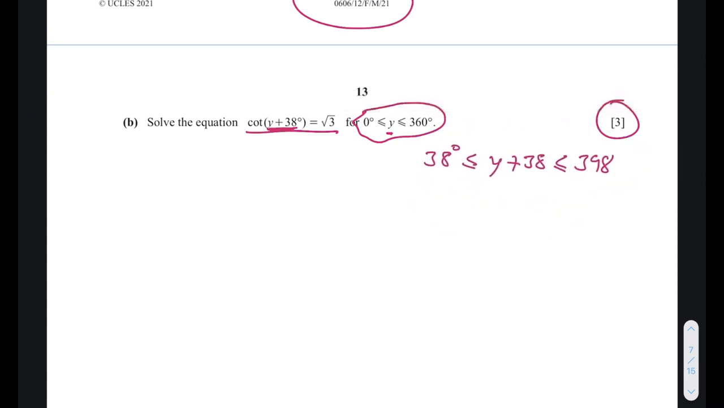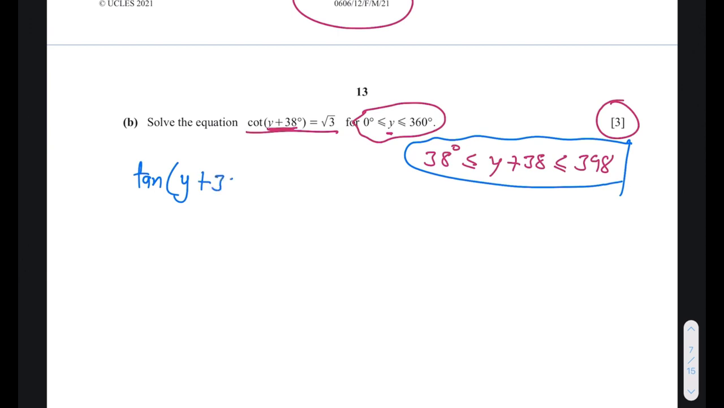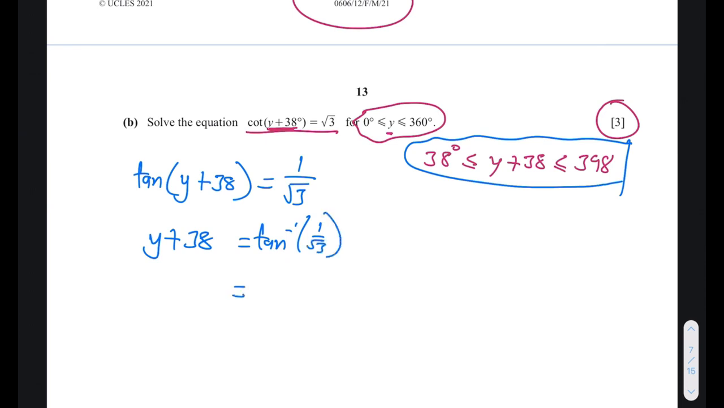Okay, keep in mind that Cambridge will trick you. They normally do this. All right, now cot is the same as 1 over tan. So we can do tan y plus 38 is equal to, then this one will flip. So you have y plus 38 is equal to tan inverse of 1 over root 3. You don't have to rationalize this at all. No, just put it on the calculator.